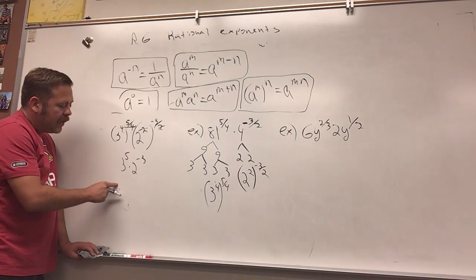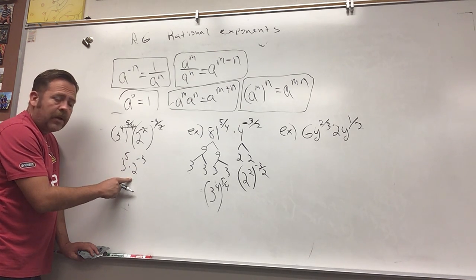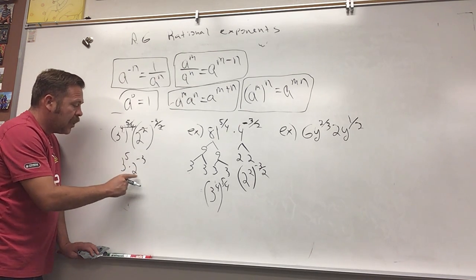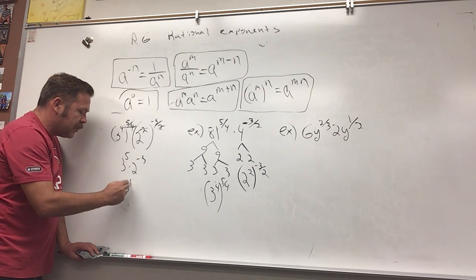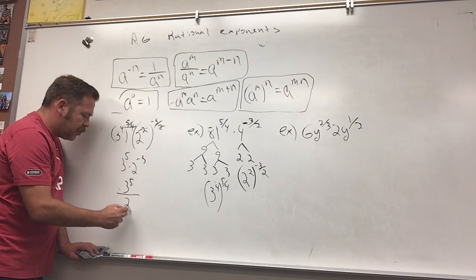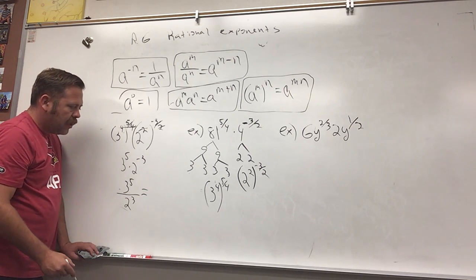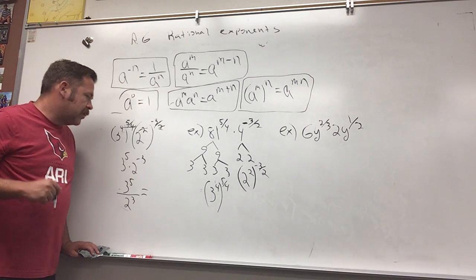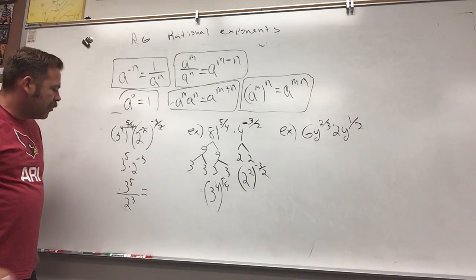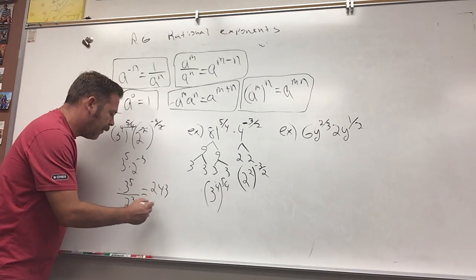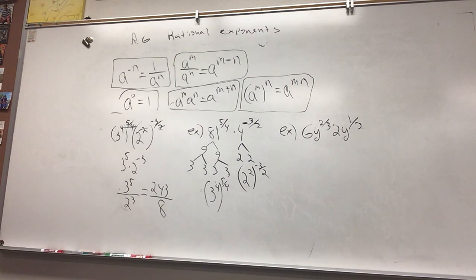Okay? Now keep in mind, I have a lot of people that are going to want to try to add these two exponents. Why can't we? Right, because they're different bases. But I will move this 2 down to the bottom. So what I get is 3 to the 5th over 2 to the 3rd. And 3 to the 5th, well, 3 to the 4th would be 81. And 81 times 3 would be 243 over 8. What do you think about that one?